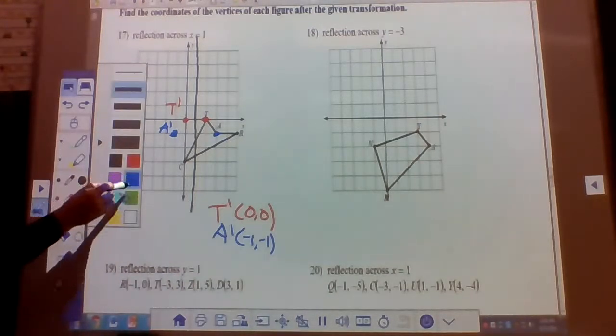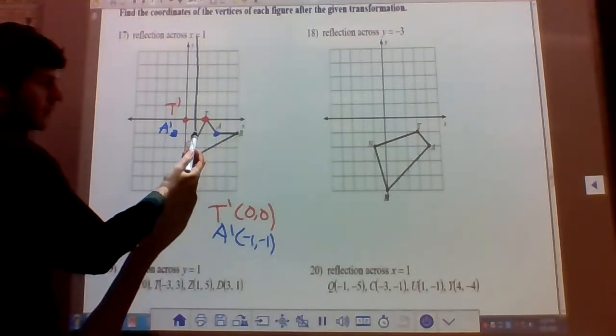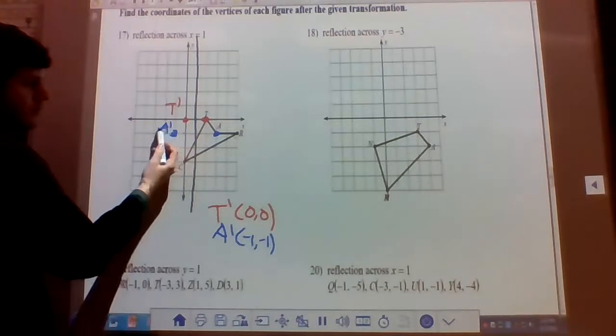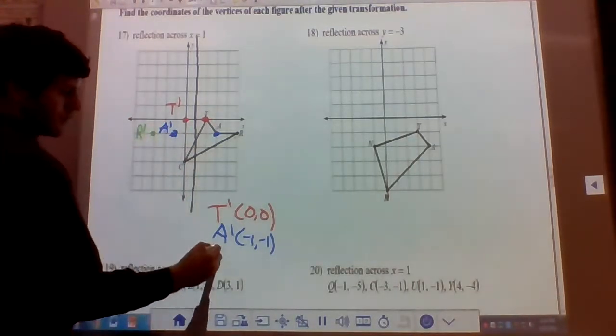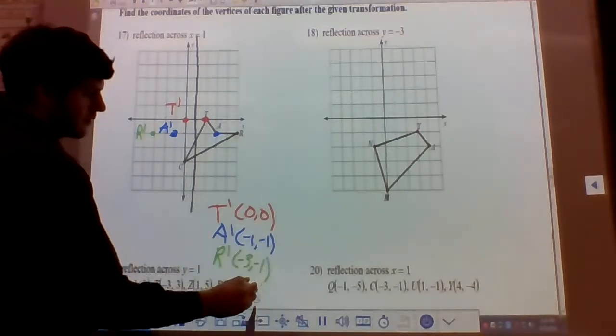R prime is 1, 2, 3, 4 to the right. So R is 4 to the right. R prime is going to be 4 to the left, which is -3, -1. So R prime is -3, -1.